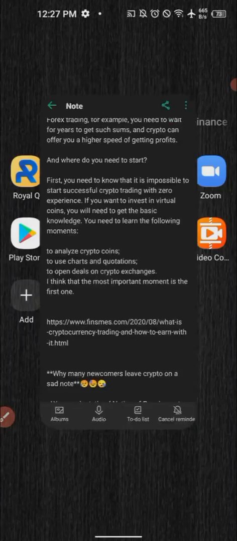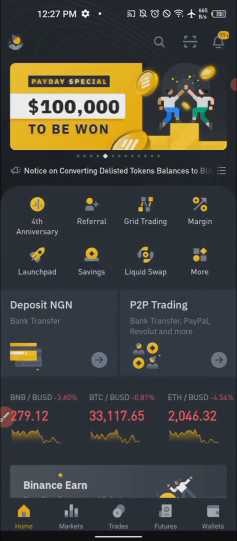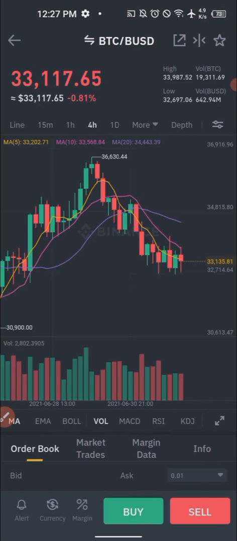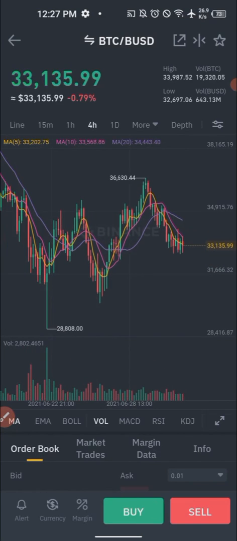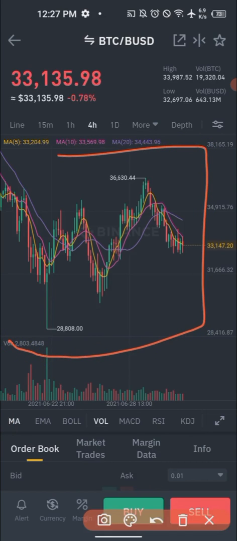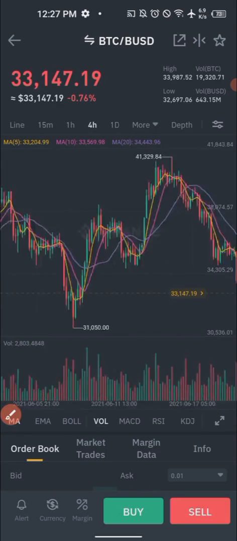Now, let's quickly go into Binance and have an idea of what a chart looks like. So this is the Bitcoin BUSD exchange. Now, these things you're seeing here, let me show you this. And this is a chart. This box you see here, everything you see here is the chart. This is a Bitcoin chart.